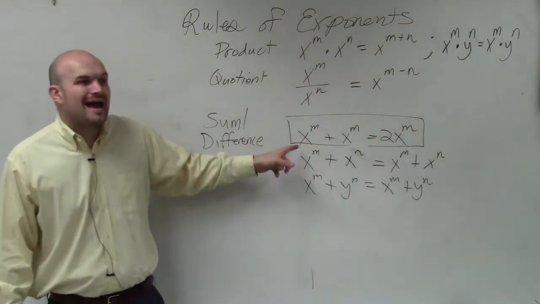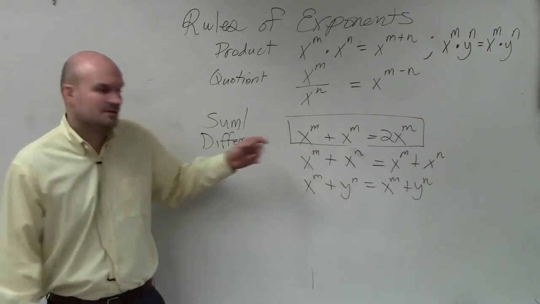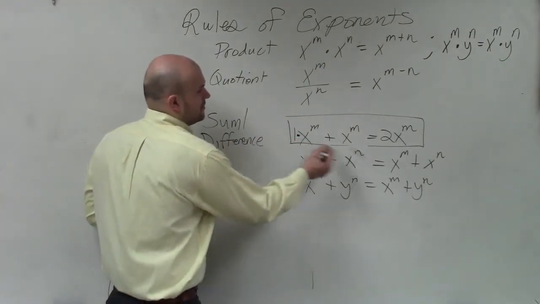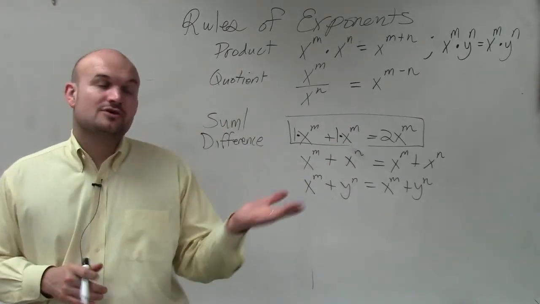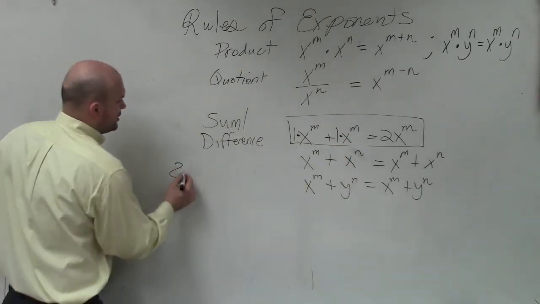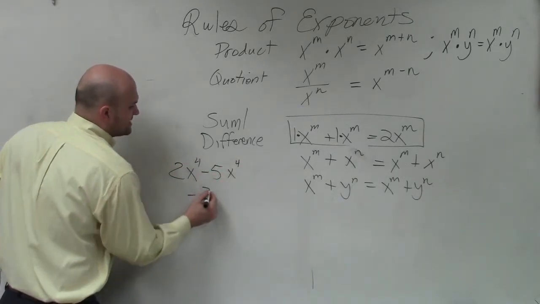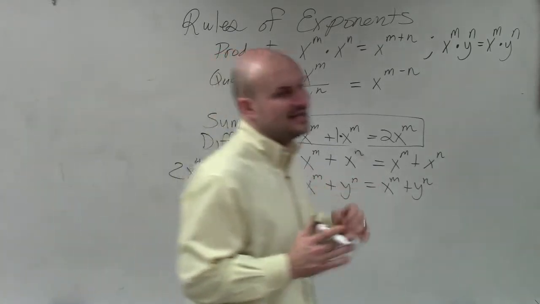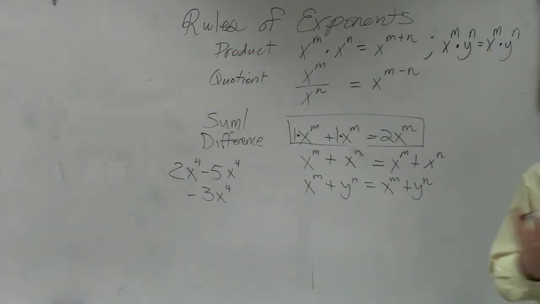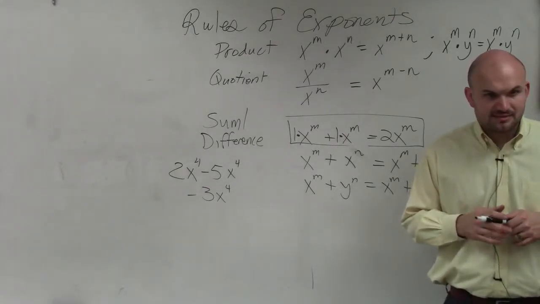Also note, when I'm adding these two, what actually am I adding? We actually have little coefficients in here. So in the same respect, if I was going to do 2x to the fourth minus 5x to the fourth, that's negative 3x to the fourth. Okay? So you're actually adding and subtracting the numbers in front of your exponents. Okay? That make sense? Okay.